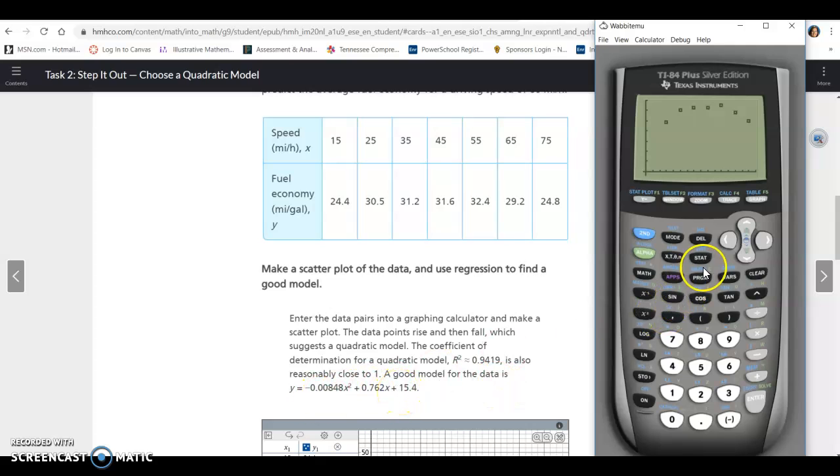If we were to use our calculator, we can go to Stat, well, I should have gone to Stat first, but I'm going to do Calculate, and I'm going to do number 5, which is the quadratic model.